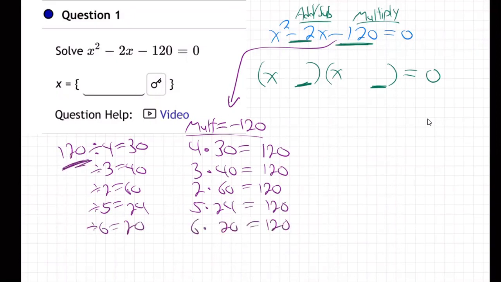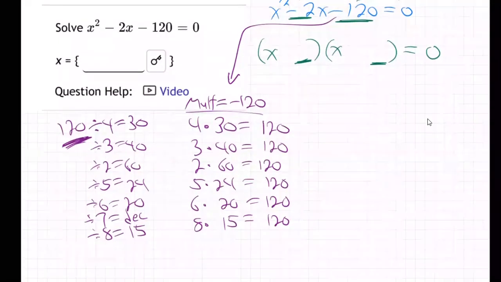So I'm just taking 120 and dividing by different numbers, kind of at random. You try 7 and it'll say no way. You get some decimal. Decimal doesn't work. Divide by 8. 15. It's probably enough. I don't know.